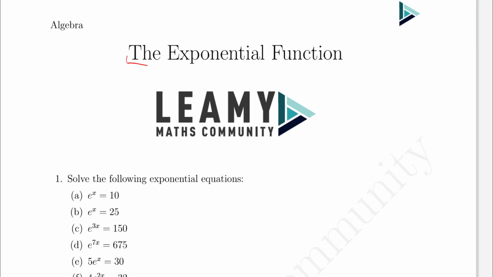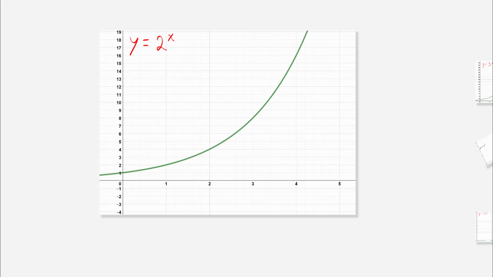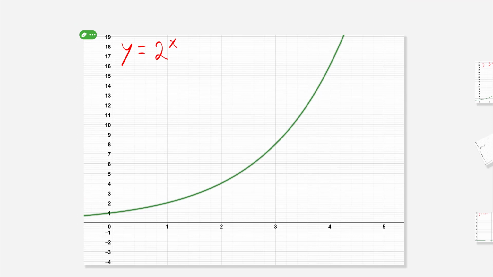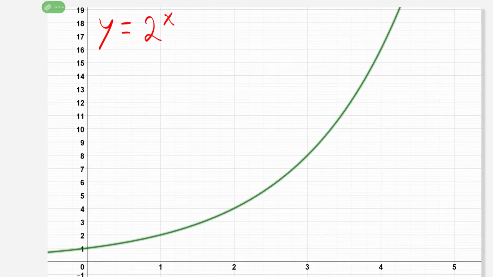Now we're going to look at the exponential function. So we'll start off with a bit of background. What is an exponential function? Let's take a look at an example. Here we have a graph of the function y equals 2 to the power of x.